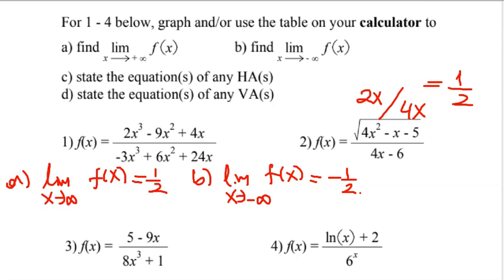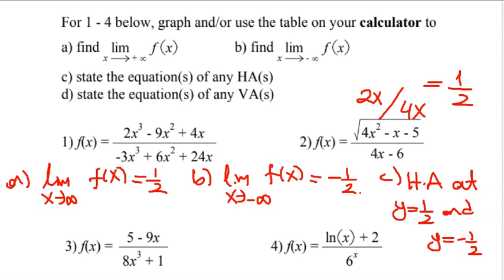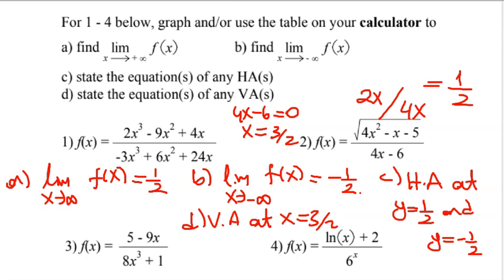And part C, it says horizontal asymptote. Since we ended up with these limits, 1/2 and negative 1/2, this function has horizontal asymptotes at y equals 1/2 and y equals negative 1/2. And part D: when you set the denominator equal to 0, which means 4x minus 6 equals 0, we get x equals 3/2. So there is a vertical asymptote at x equals 3/2. And that's question 2.